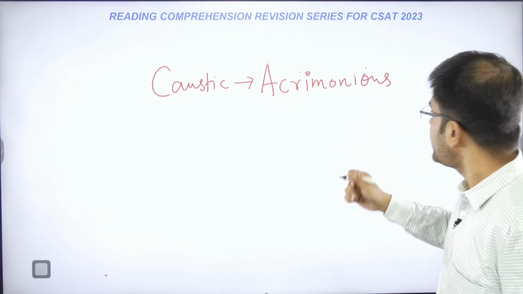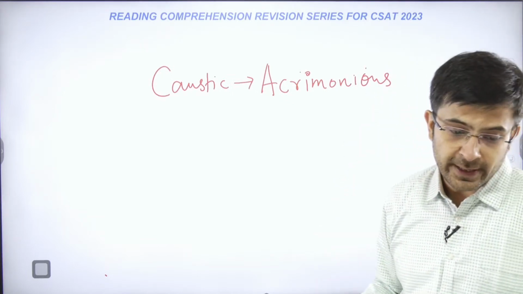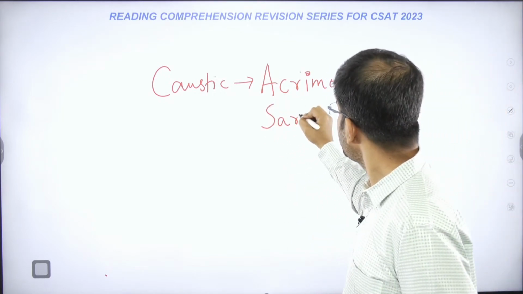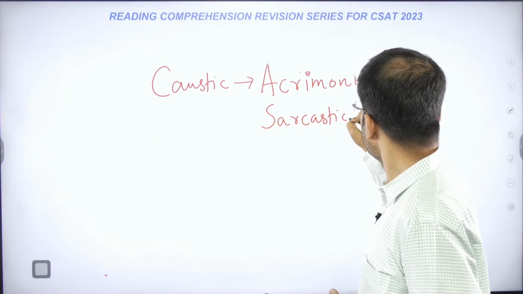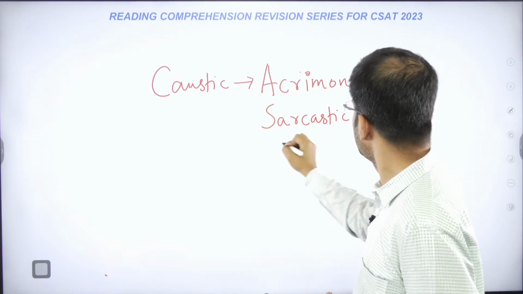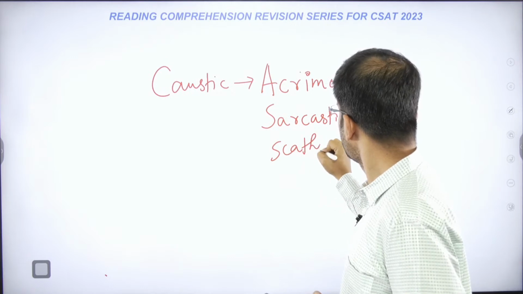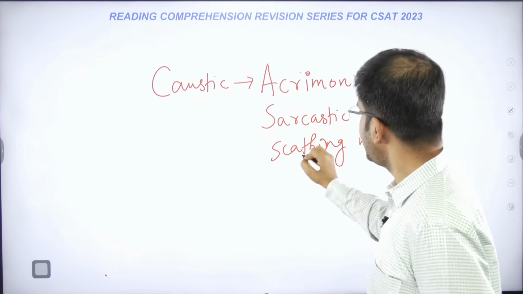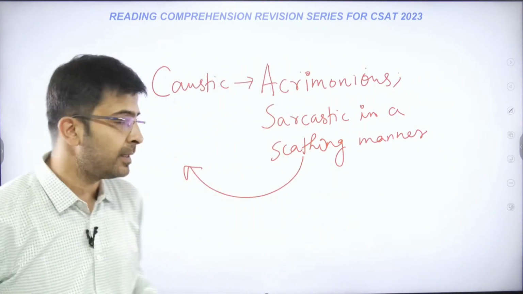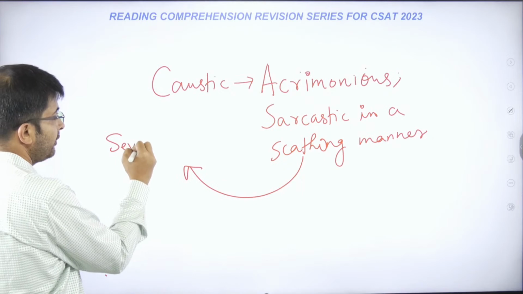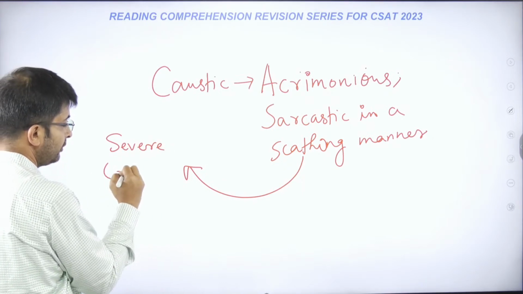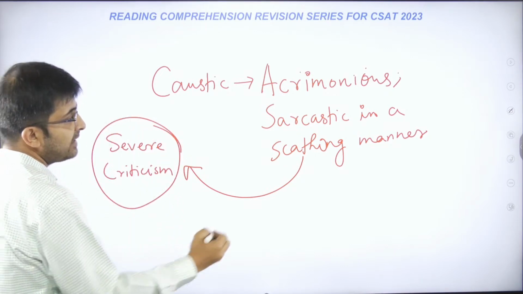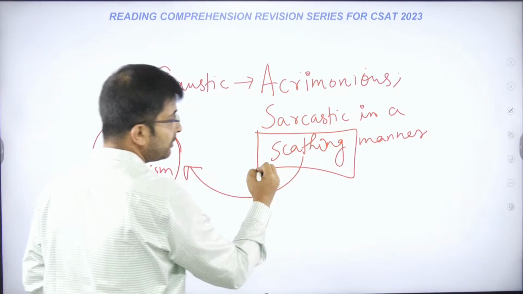Okay. So caustic, acrimonious, or you can write this down. Sarcastic in a scathing manner. Like I told you, scathing is essentially severe criticism. Severe criticism, that's scathing. Another word that you should know.